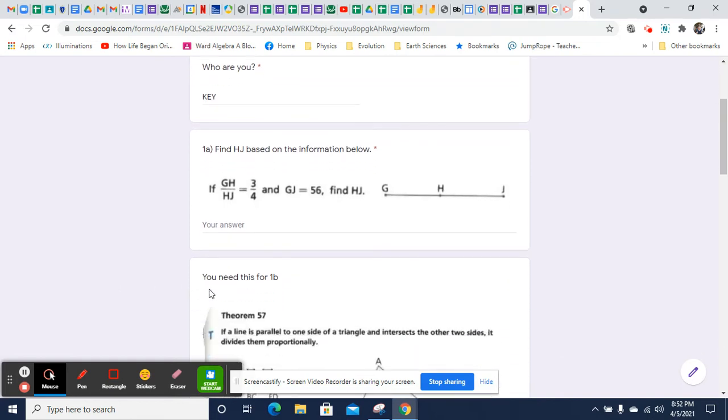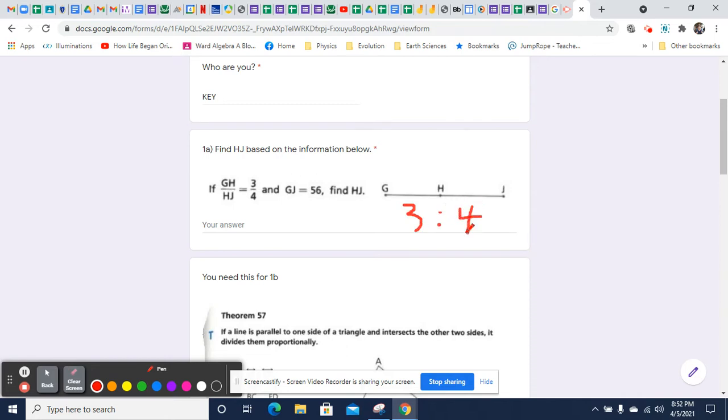And we have two questions to deal with here. We want to find what HJ is based on the information below. Well, this is HJ, and we've been told that GH is to HJ as 3 is to 4. So GH is to HJ as 3 is to 4. So there's a 3 to 4 relationship here. So I'm going to go ahead and mark that down. This is a 3 to 4 relationship.